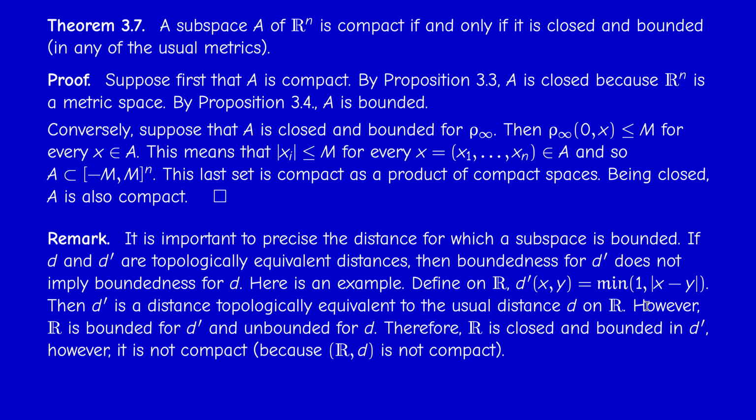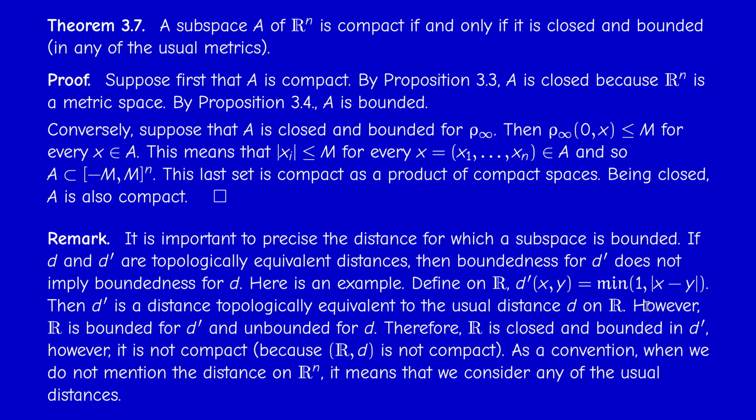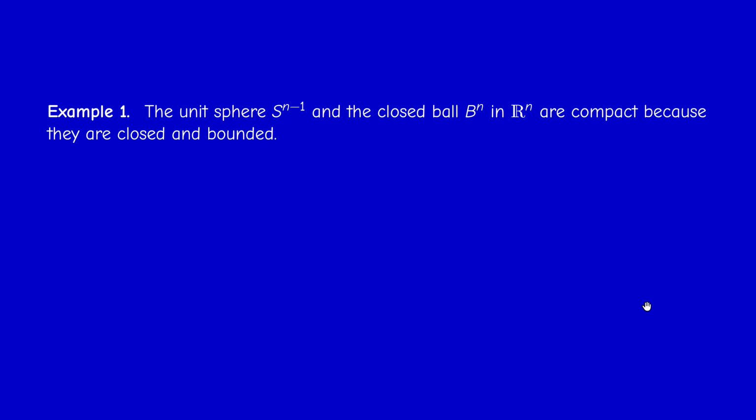So this is why we should specify when we talk about boundedness. We need to specify with respect to which distance we are talking about. So let us give some fundamental examples. The unit sphere in R^n. The unit sphere is just the set of n-tuples (x1, ..., xn) whose sum of the squares is equal to 1. This is the sphere of dimension n minus 1.